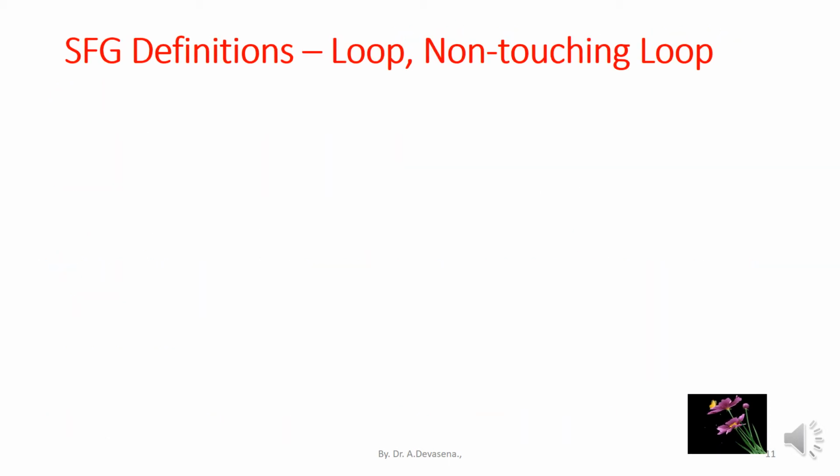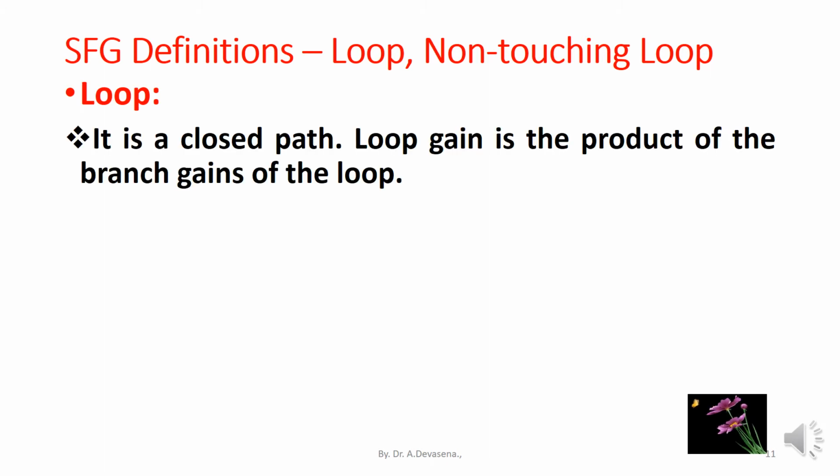Loop, non-touching loop definitions. Loop. It is a closed path. Loop gain is the product of the branch gains of the loop. Here is a representation.